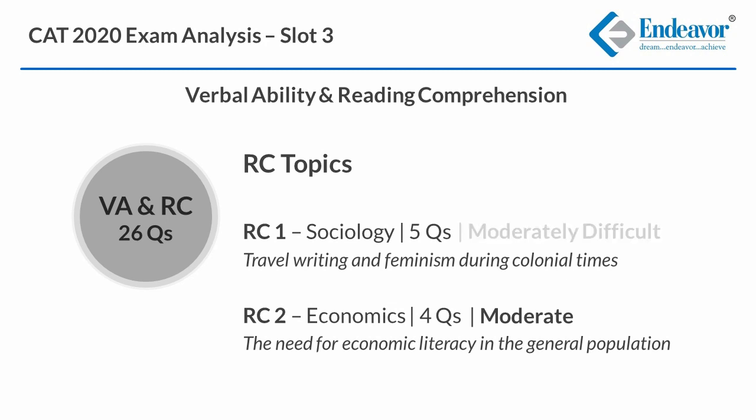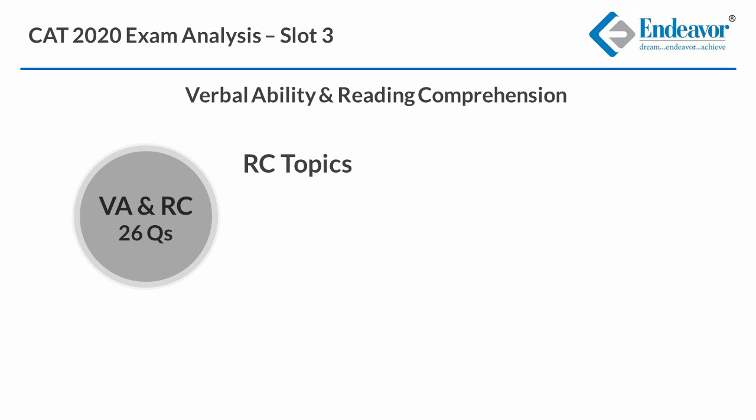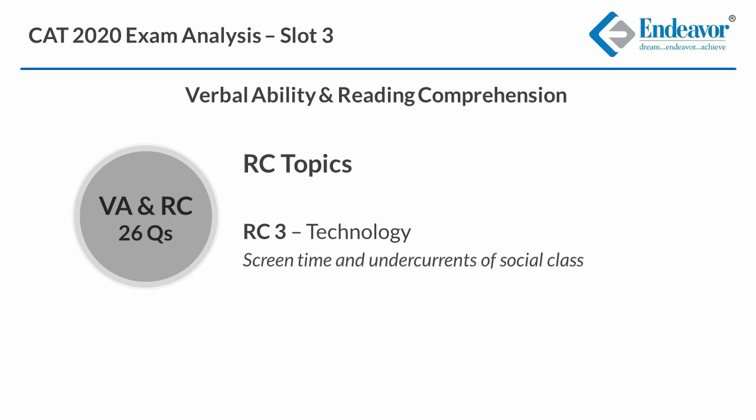be termed moderately difficult. The third passage was on technology and sociology. It talked of screen time and how the notion of screen time was carefully observed among certain classes, among people who understood the repercussions of it. This passage carried a total of 4 questions and could be termed moderate.